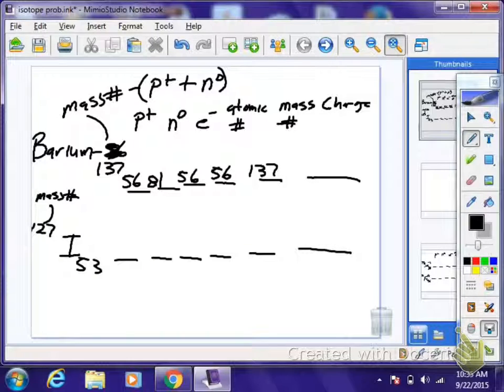Protons plus neutrons equals the mass number. So you get the neutrons. If I get the neutrons, I subtract out the protons. That's okay. Hey, it's fine.